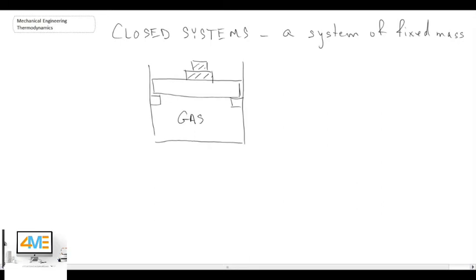Now, what we will often do is draw a boundary around our system. In this case, the boundary would be along the walls of the cylinder, and our gas is inside. Another term that we will have here, we'll refer to that as being the boundary. And out here, everything outside of our boundary, we will refer to as being the surroundings.